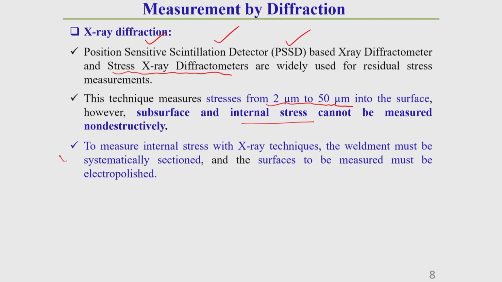Now, to measure this internal stress with X-ray diffraction technique, the weldment must be systematically sectioned and the surface to be measured must be electro polished, which I have already written. That is why destruction of that specimen is required to measure internal or subsurface residual stress by using XRD technique.